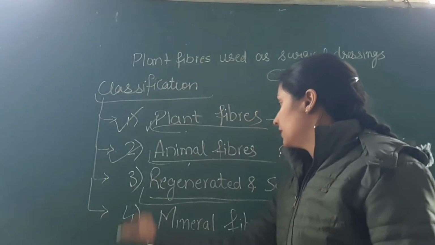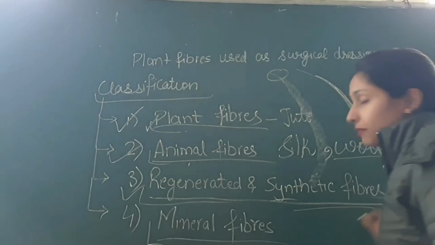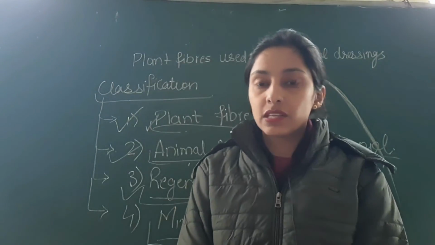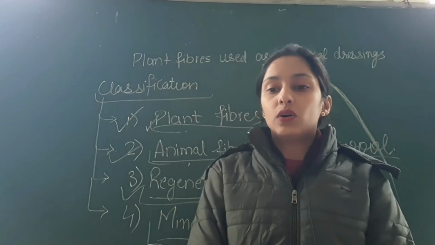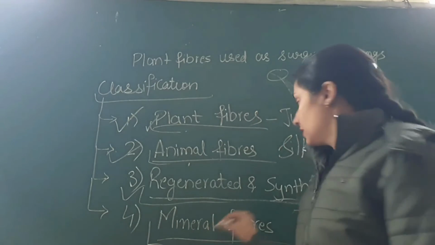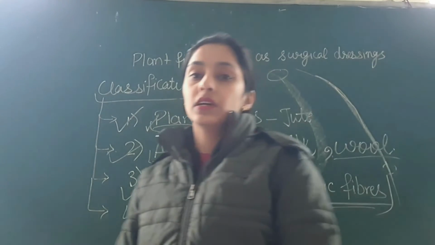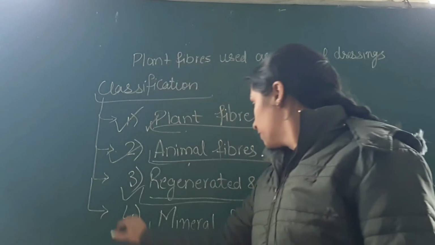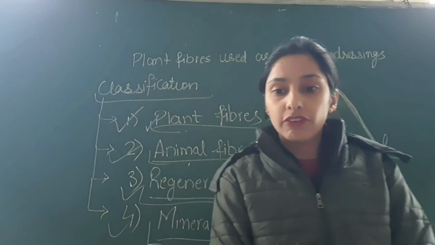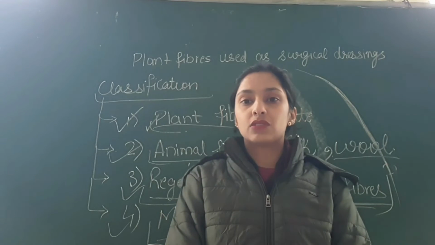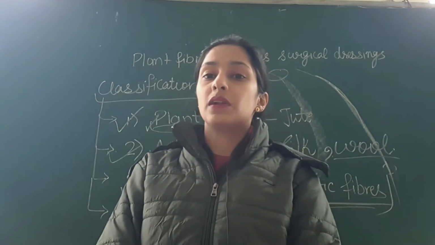Next is regenerated and synthetic fiber. What are regenerated and synthetic fibers? Like artificial silk, nylon, polyester, etc. These are all our synthetic fibers. Next is mineral fibers. Mineral fibers are like glass, asbestos, etc., which are obtained from minerals.